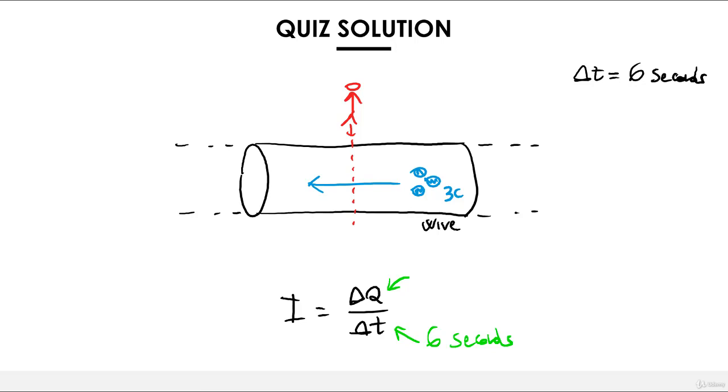So now we know what is the delta Q that we have to use to solve this little equation. This is 3 coulomb. Now we can very easily solve this little equation. So I will be equal to 3 divided by 6, which is equal to 0.5 amp or 500 milliamp.